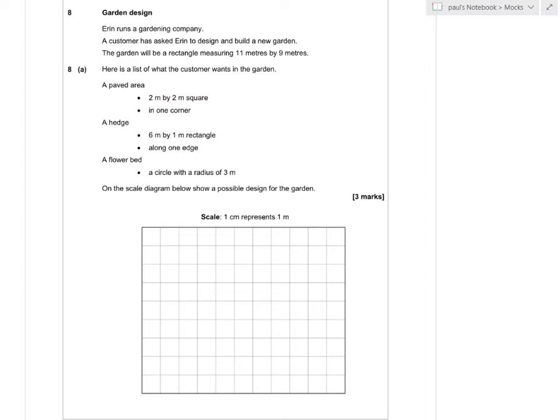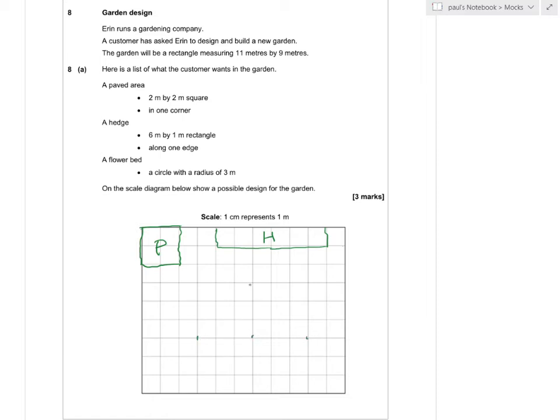Have we got a scale? So we'll say that a square is 1 centimetre. A paved area, 2 by 2 in a corner, and a hedge, a 6 by 1 rectangle along one edge. So let's go in here. 1, 2, 3, 4, 5, 6. There's the hedge. So there's the paved area. There's the hedge, and a circle with a radius of 3, a flower bed. So let's put radius of 3 there.